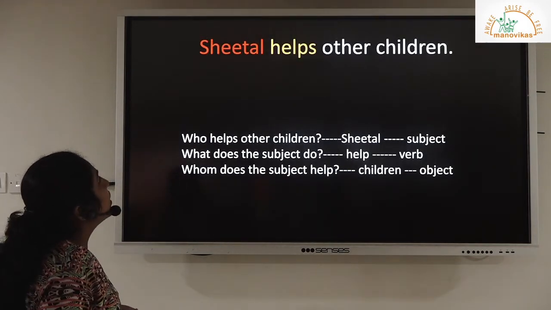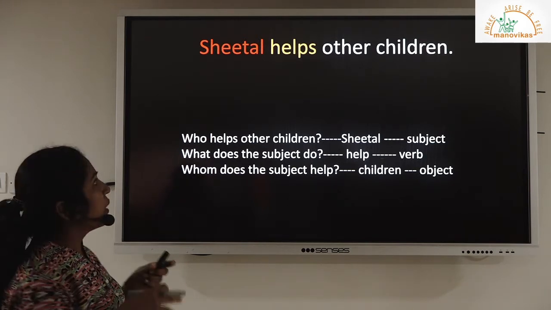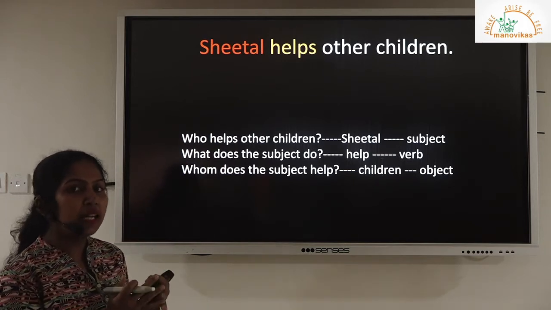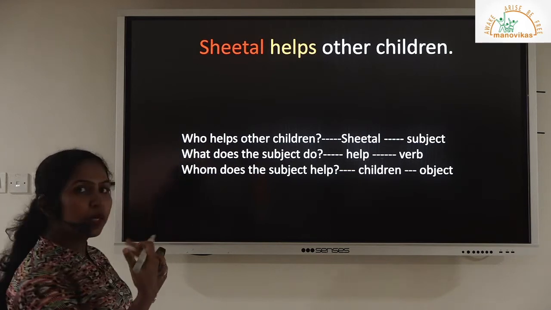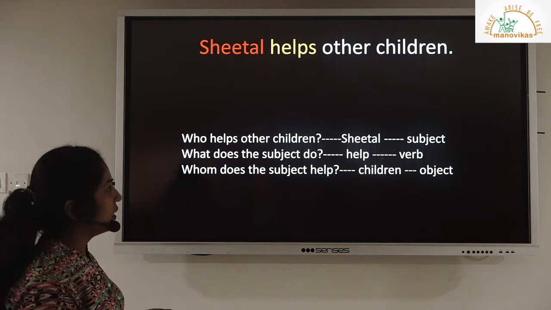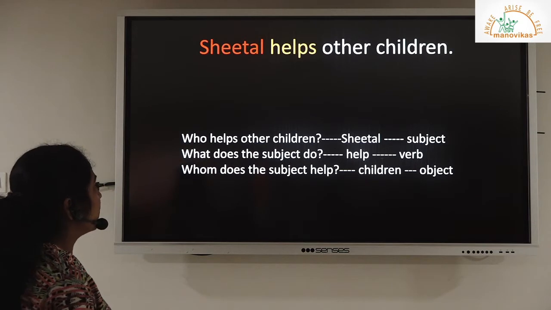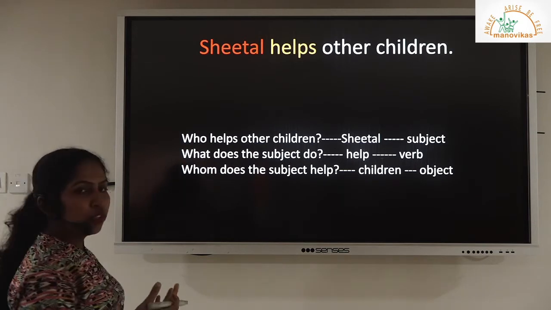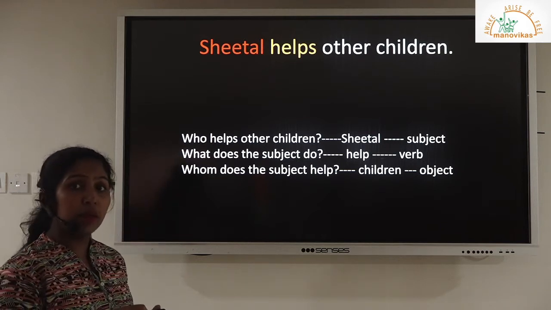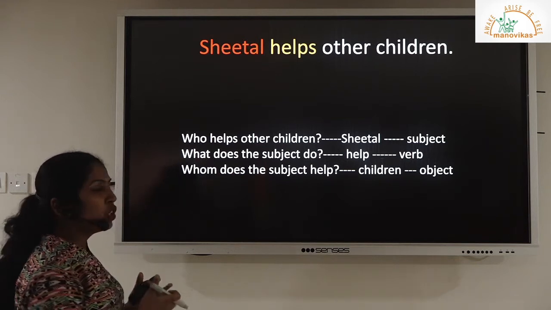Now, we have an example here. Sheetal helps other children. When you get a sentence like this, the first thing you need to do in order to find the subject is ask yourself: who helps other children? Who is the subject? The answer is Sheetal. Hence, that becomes the subject. What does the subject do? The subject helps. Hence that becomes the main verb. Whom does the subject help?